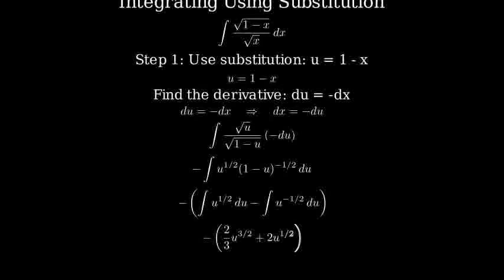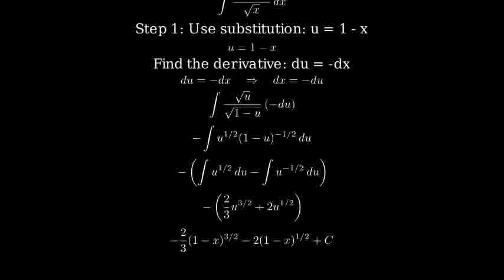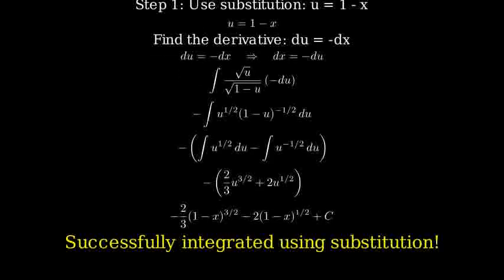Now we can integrate the terms separately. Integrate u to the power of 1/2, which results in 2/3 u to the power of 3/2. We will also integrate u to the negative 1/2, which results in 2u to the power of 1/2. So the entire integral becomes negative the integral of the square root of u over 1 minus u with respect to u. Now we can integrate. This will yield 2/3 u to the power of 3/2 plus 2 times u to the 1/2.